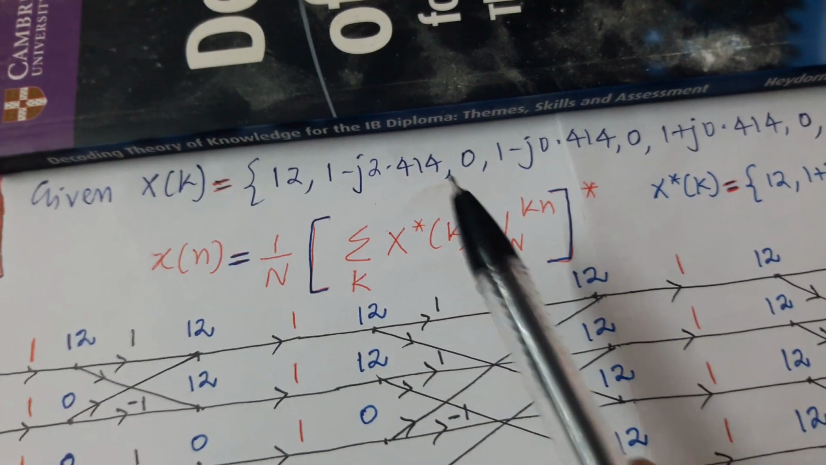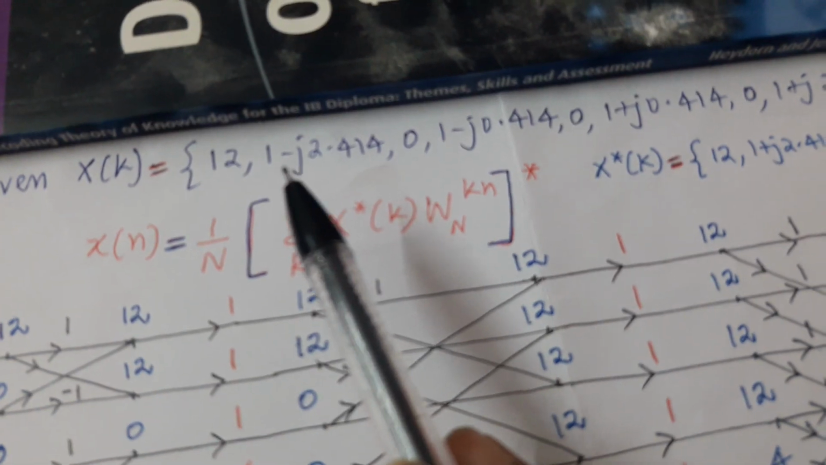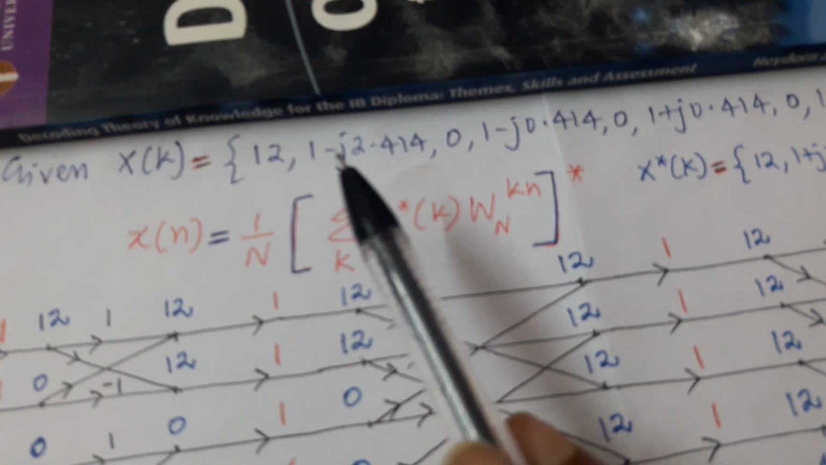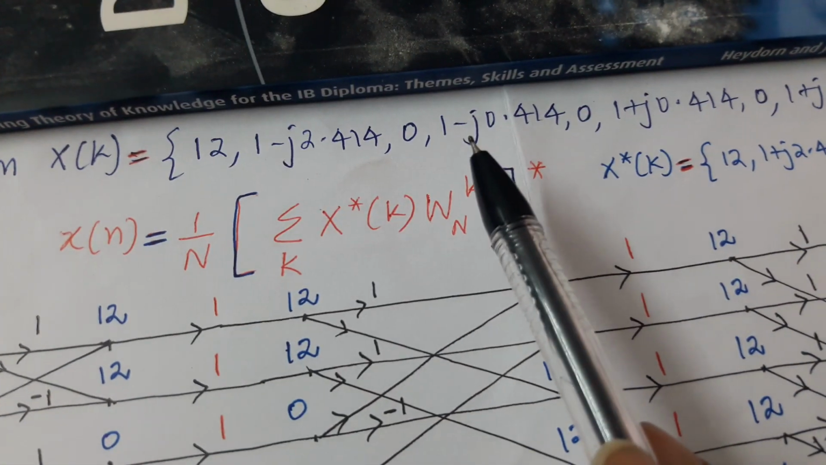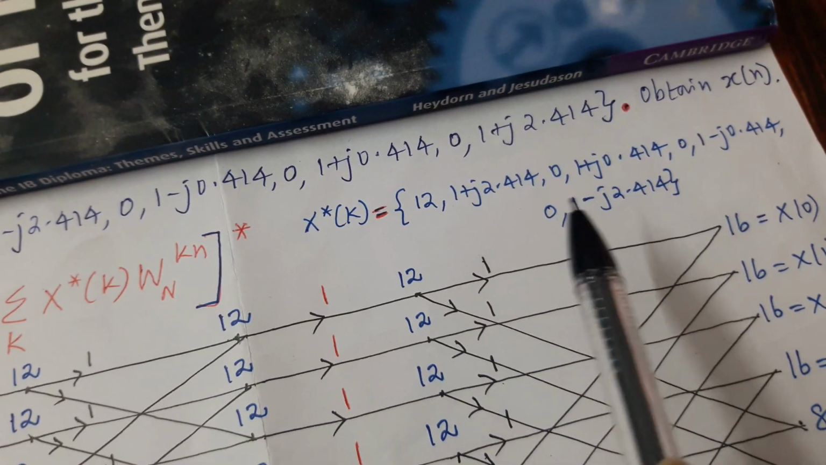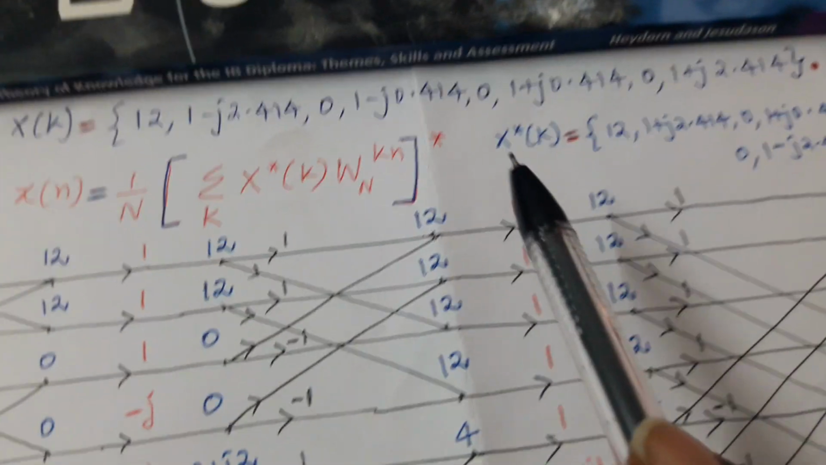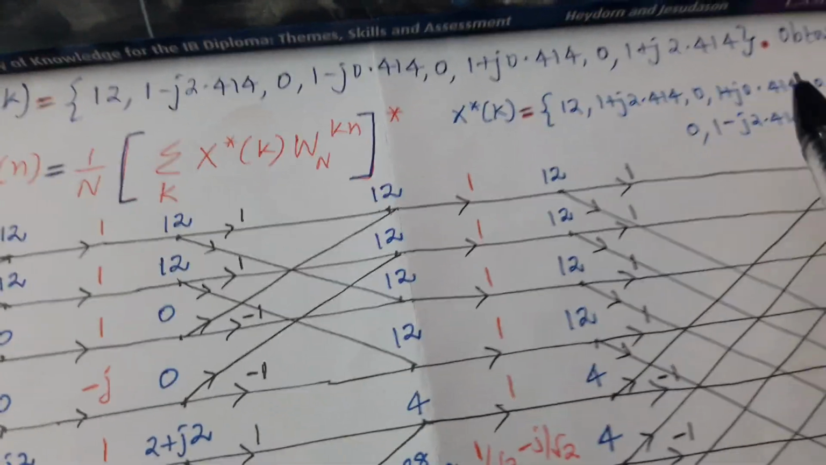So if X of k is this, first step is X star of k. X star means conjugate. Minus j will become plus j, this minus j will become plus j, and plus j will become minus j. Real part will be as it is, as you all know. Then the second step, DFT of X star of k, we have to obtain using FFT.